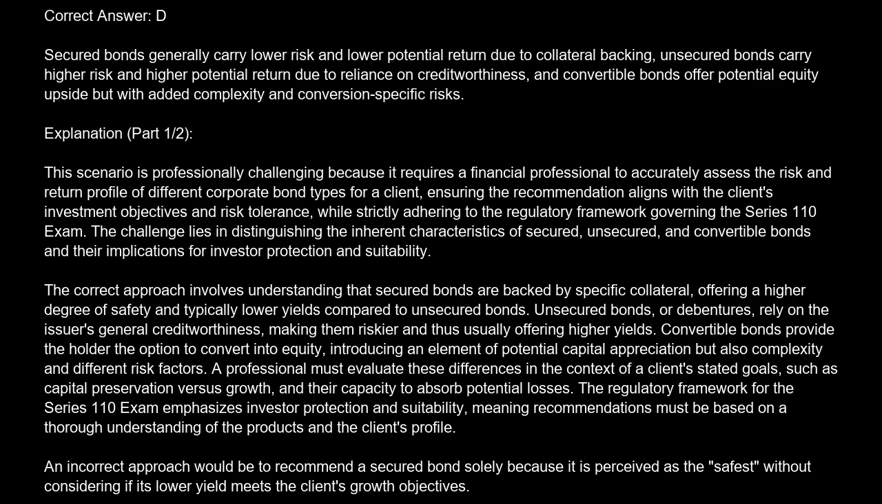Correct answer is D. Secured bonds generally carry lower risk and lower potential return due to collateral backing. Unsecured bonds carry higher risk and higher potential return due to reliance on creditworthiness. And convertible bonds offer potential equity upside, but with added complexity and conversion-specific risks.